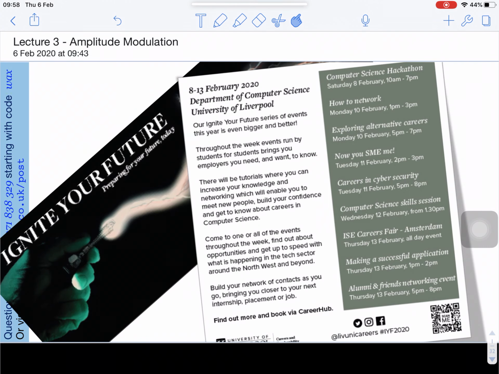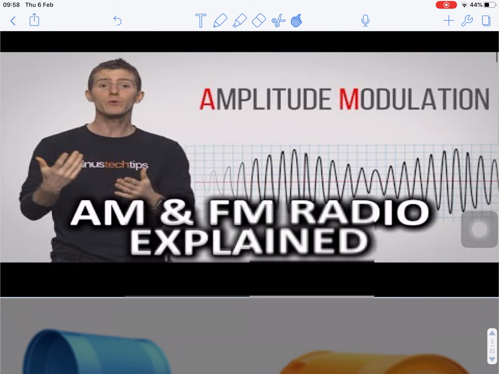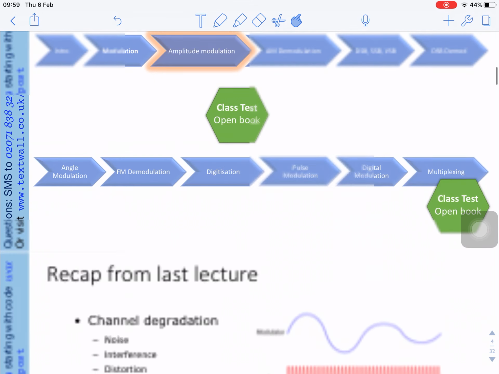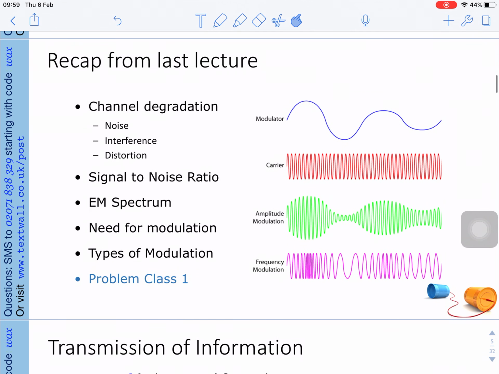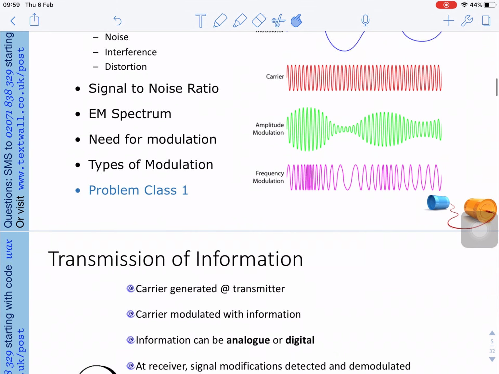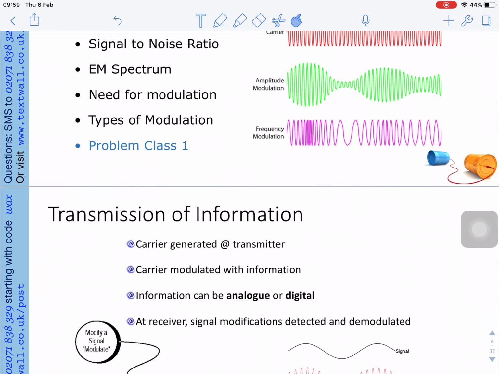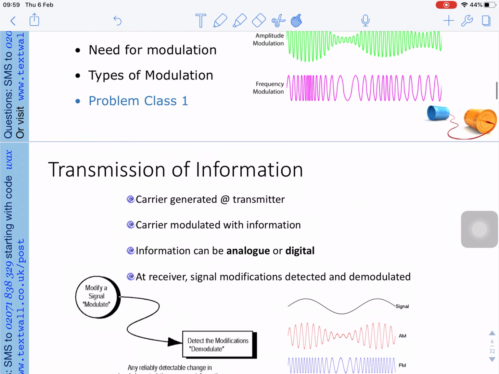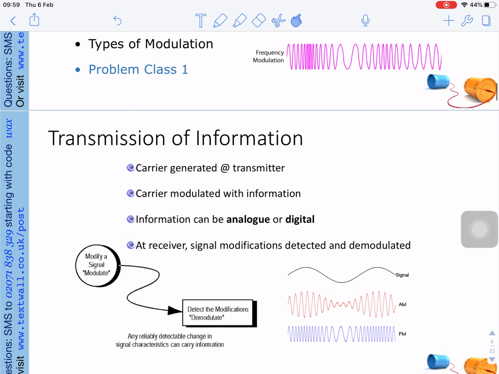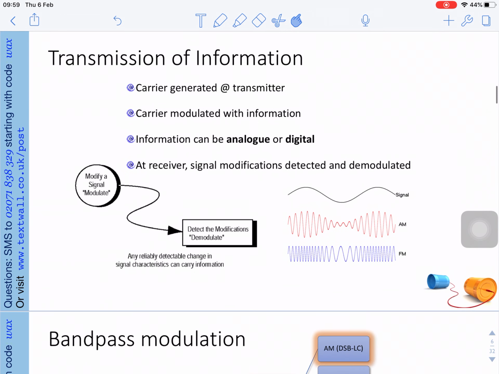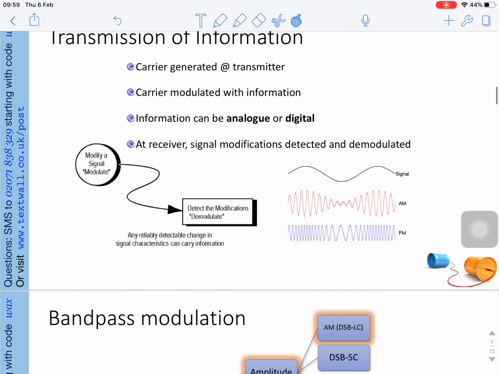So welcome to today's amplitude modulation class. We're now at week 3, and from last lecture we talked about what channel degradation is, the noise, interference, distortion, signal to noise ratio, and the EM spectrum. But from that we also need the need for modulation and all the types of modulation. In the transmission of information, we have the carrier generated at the transmitter.